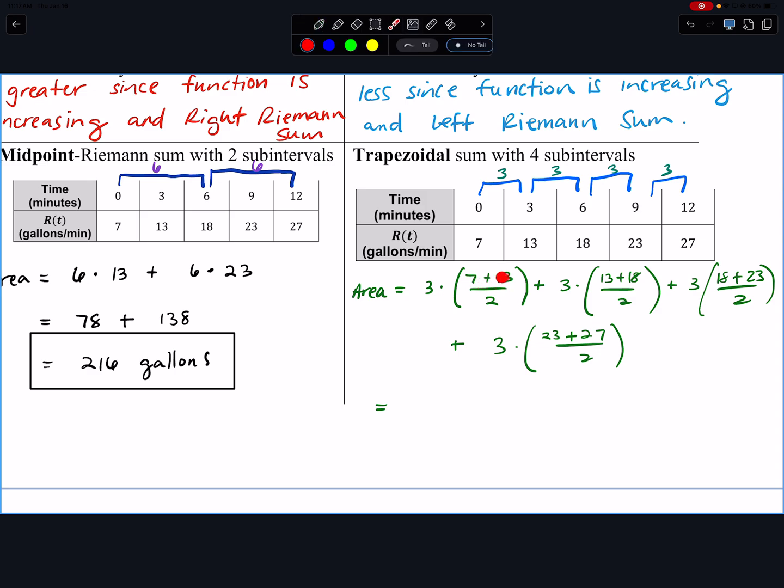7 plus 13 is 20. 20 divided by 2 is 10. 10 times 3 is 30. Plus 31 divided by 2, 15.5 times 3 is 46.5. Plus 61.5 plus 75. 108, 138.